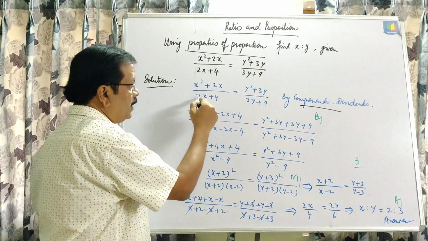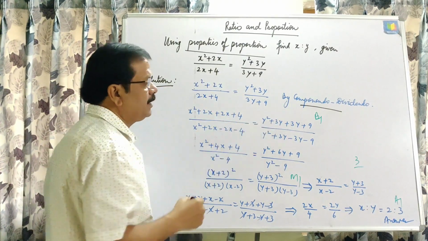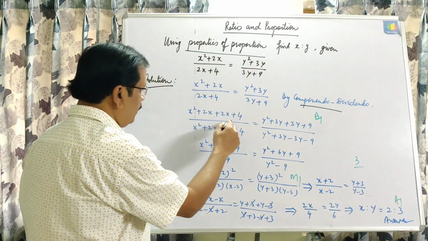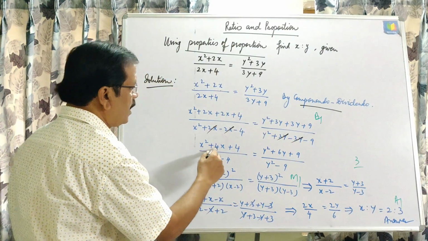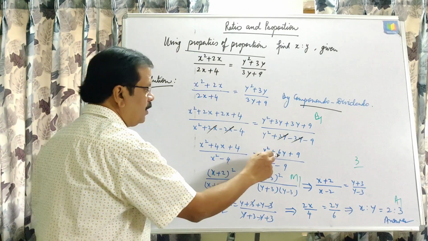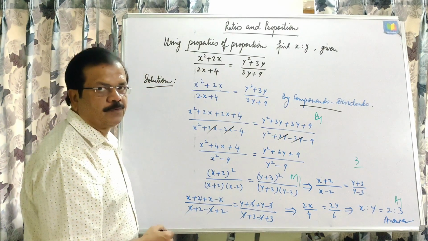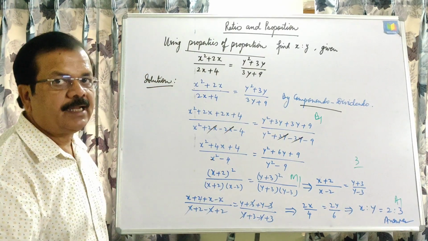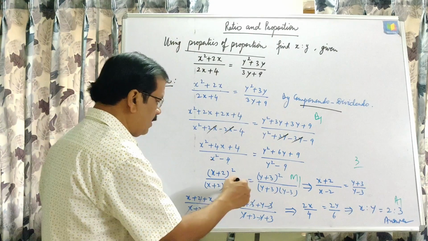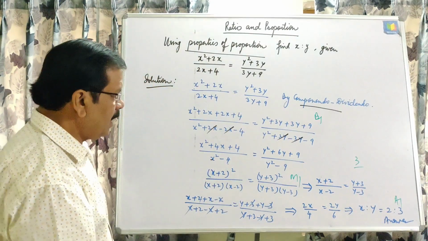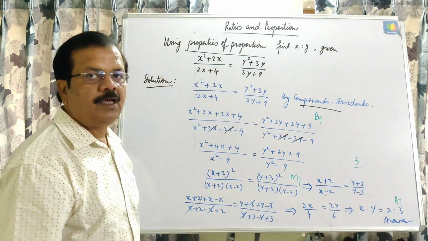x square plus 2x plus 4 upon x square plus 2x minus 4, in the same way on the right hand side. Okay, then this way 2x and 2x cancel, 3y and 3y cancel, and we are getting x square plus 4x plus 4 upon this is equal to this value, writing in the square form, and x square minus 4 can be written as (x plus 2) within one bracket, (x minus 2) in another bracket, factorizing, and then y plus 3 and y plus 3, x plus 2 and x plus 2 will be cancelled, and ultimately you will get x plus 2 upon x minus 2 is equal to y plus 3 upon y minus 3.